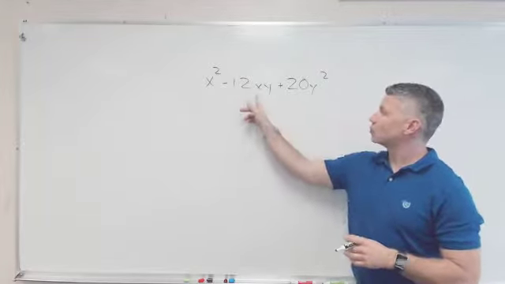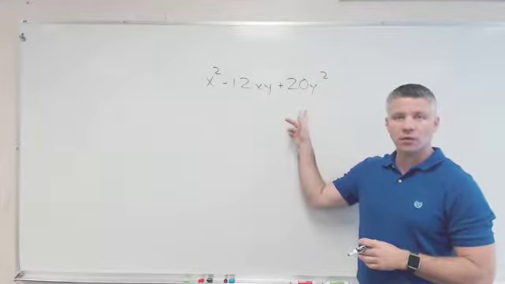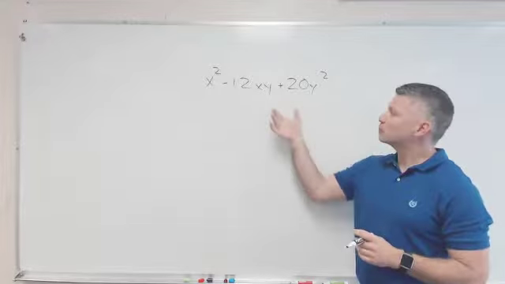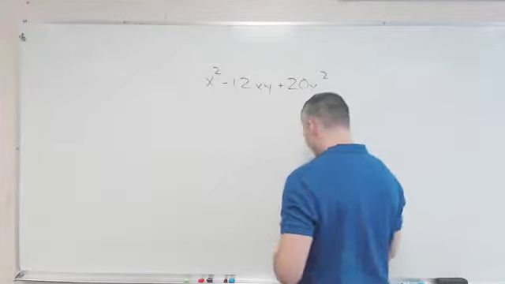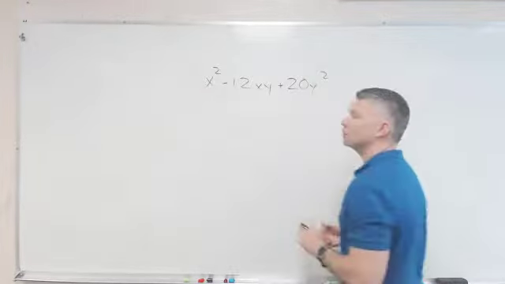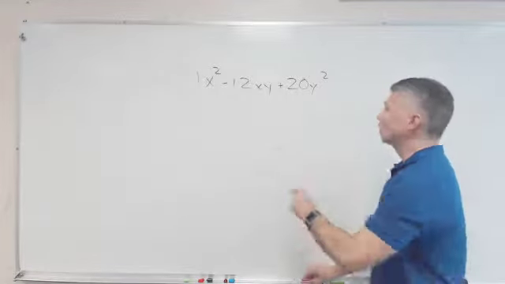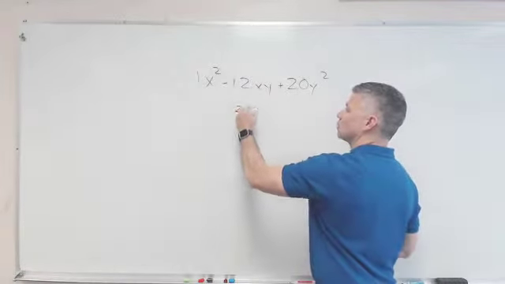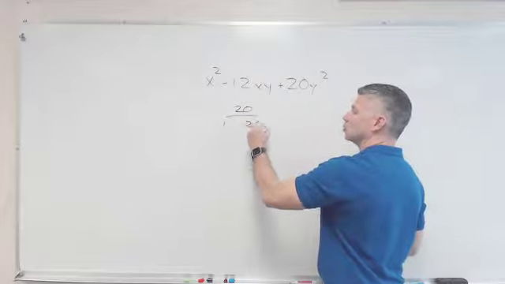X squared minus 12xy plus 20y squared. Again, two variables, x's and y's. Factor like we've done before, just ignore the y's. We know that we have a 1 in front, although it wasn't written. A times c is 20. Ways to multiply to 20.